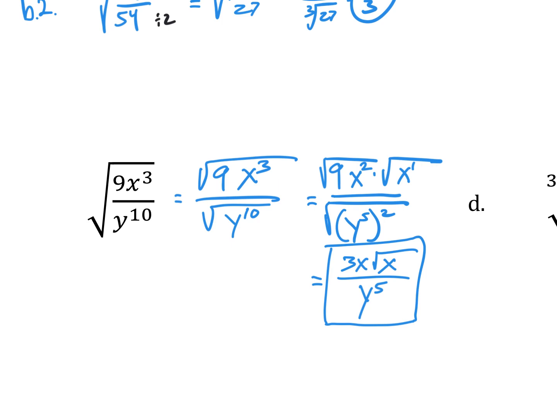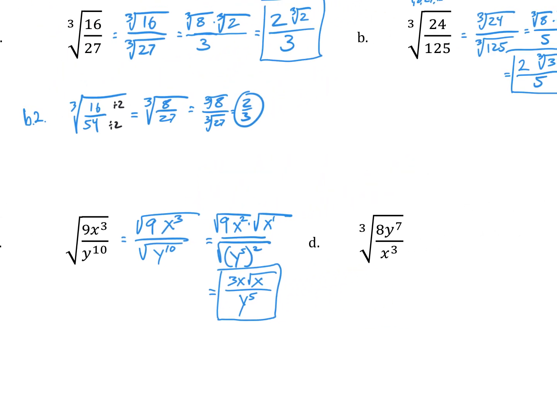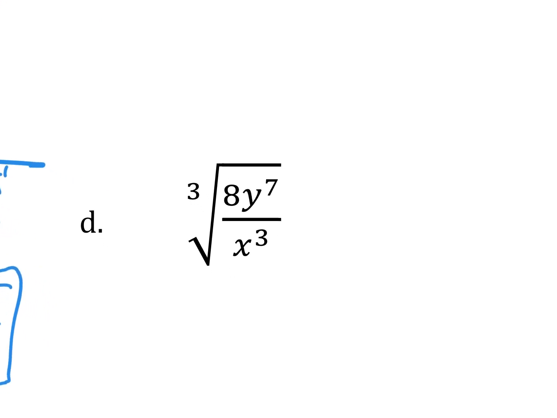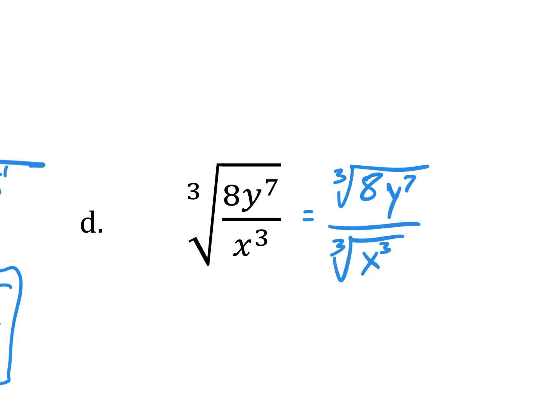Okay? Again, notice, when we're simplifying y to the 10th, it just gets cut in half because the index is 2. All right? You might pause it and try this one. Very similar. First, ask yourself, can you cancel anything here? No, you can't. So we break it into 2 cube roots, 8y to the 7th, and the cube root of x cubed. We know the cube root of x cubed is just x.